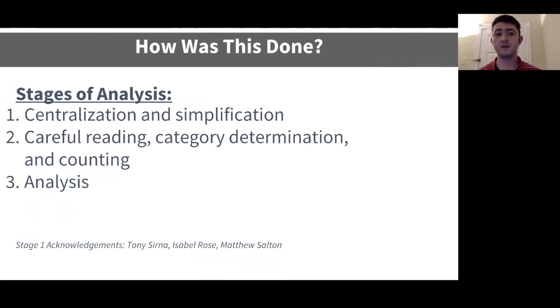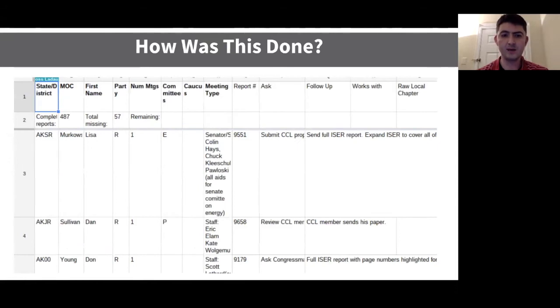There are a lot of times where a topic will come up, but if it's clear that it was coming up from CCLers and not the office staff, I won't count it. And if it's not clear where it's coming from, then even if it was in reality brought up by a staffer, I play it conservative and I don't count it. And then after I've gone through all that careful reading, category determination, and counting, the final stage is the analysis. The first stage takes 1 to 2 months, the second stage takes 2 to 3 months, and the analysis is relatively quick by comparison.